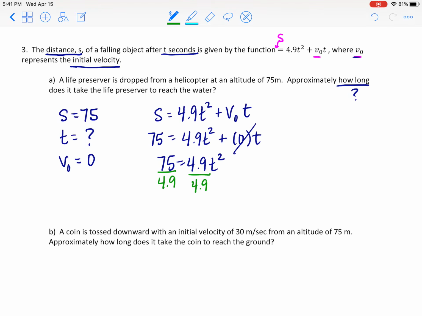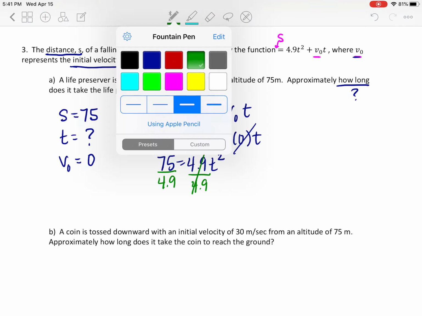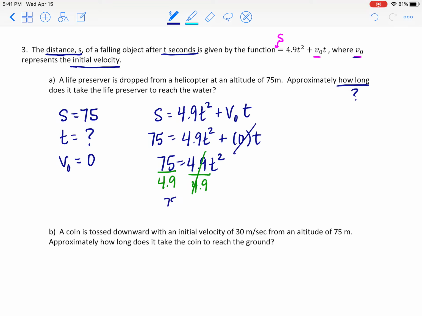This we can use our square root method on. So we're going to divide over the 4.9. And then I'm not going to divide that just yet. I don't want to have to round two times. If I put that in the calculator, it's going to give me a decimal, and then I would have to square root the decimal. I'm going to do it all at once so I don't have to round twice. Now that I'm here, to get rid of my square, I take the square root.